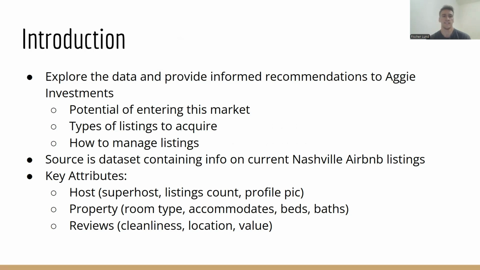Our source is a data set containing information on the current Nashville Airbnb listings, and some of the key attributes are listed below. We want to know about the host: if they're a super host, the number of listings they have, and if they have a profile picture, for example. Attributes about the property: the room type, the number of people it can accommodate, and the number of beds or bathrooms. Additionally, we want to know about reviews: the cleanliness, the location, the value.